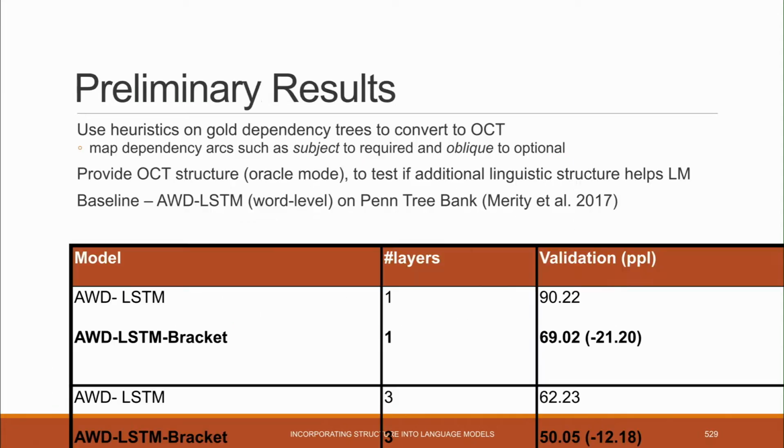So we did some preliminary experiments to see what's the upper bound on the improvement that we can get by introducing such a kind of structure. So we took gold dependency trees and applied heuristics to convert them into optional constituency trees. We mapped dependency arcs such as subject to required and oblique to optional and so on. We provide this optional constituency structure to the language model, and we use AWD-LSTM as a baseline, which has shown strong performance on the Penn Treebank.